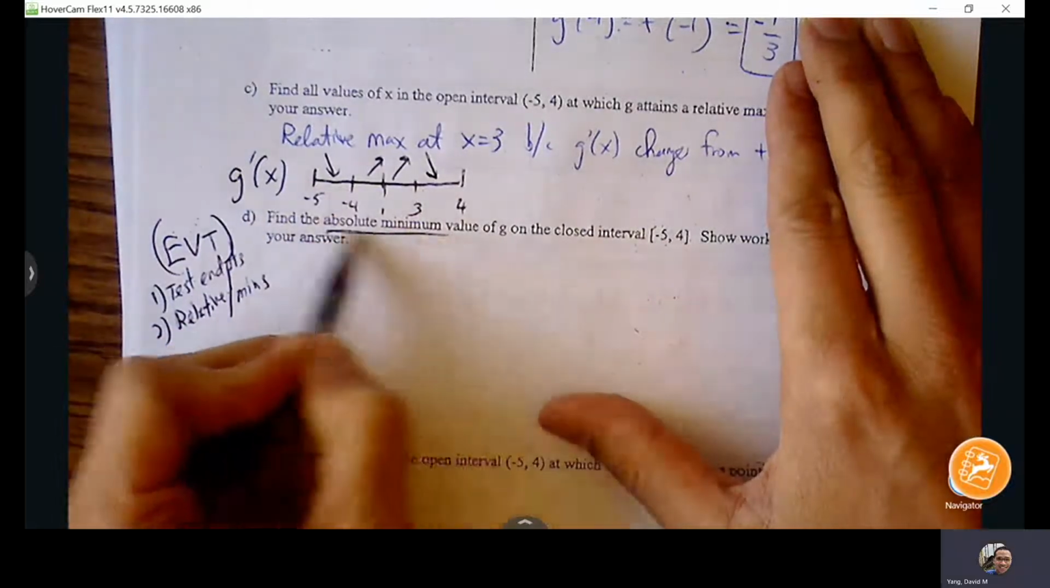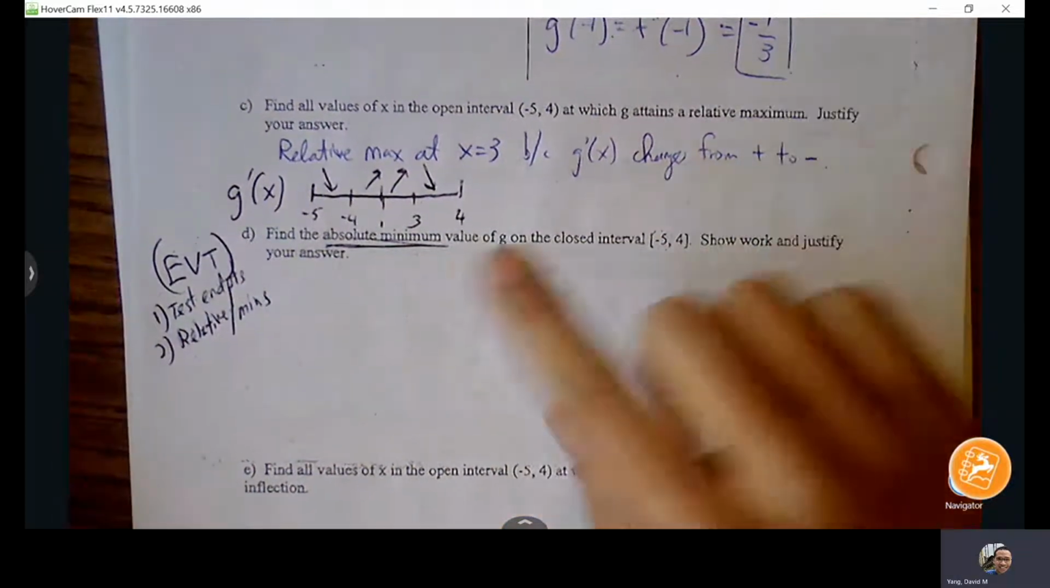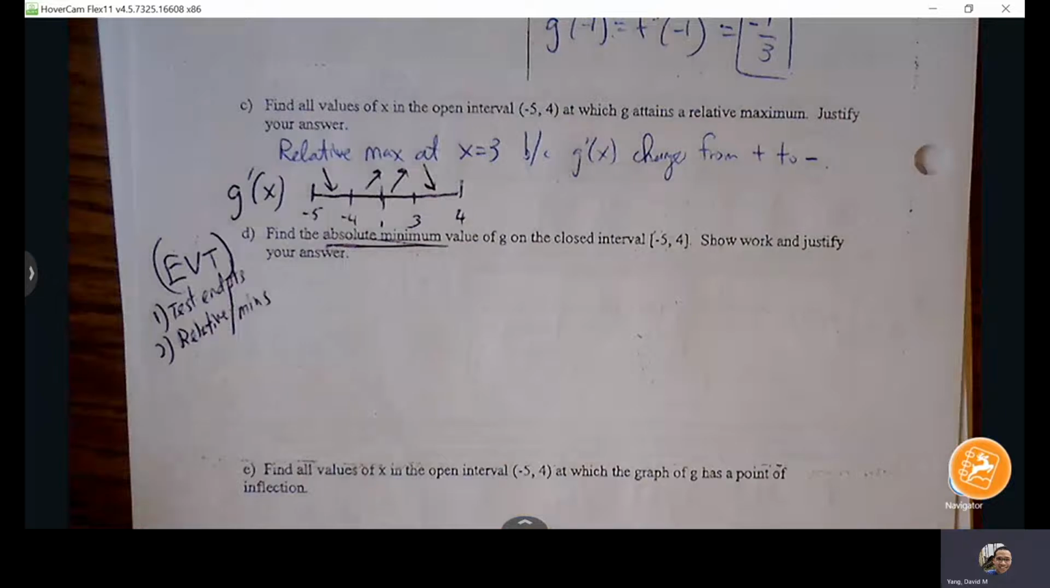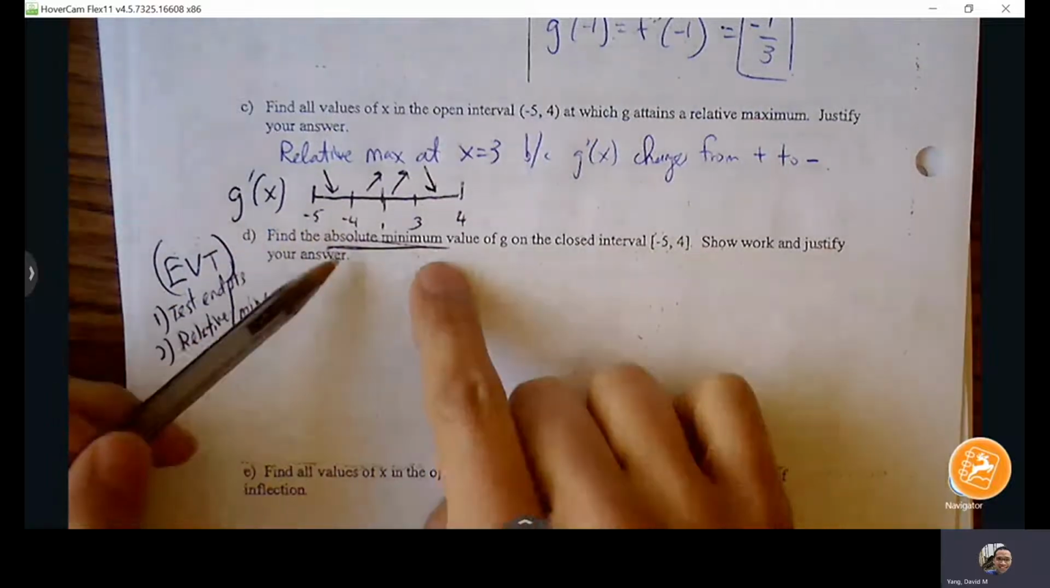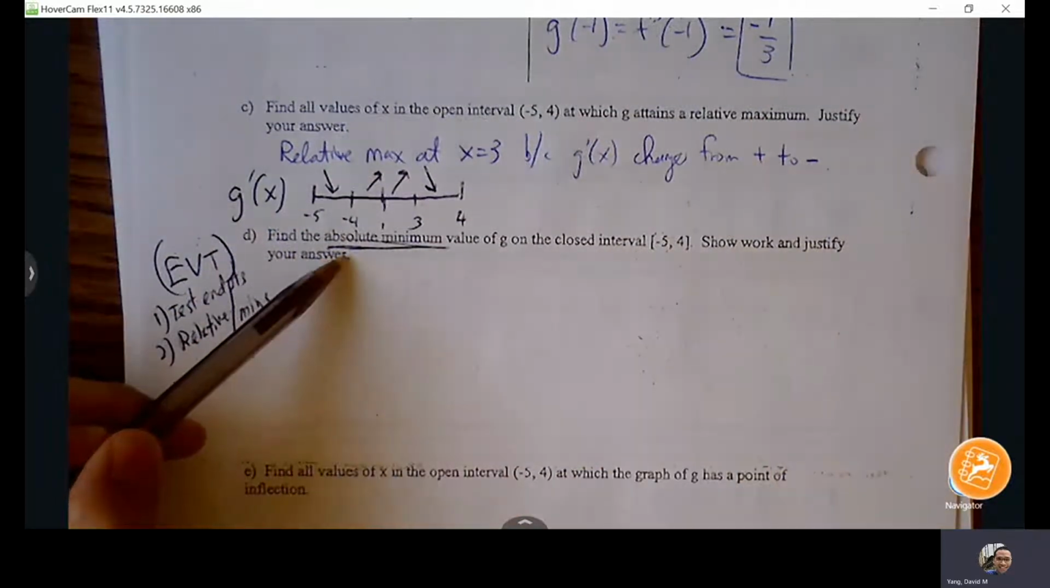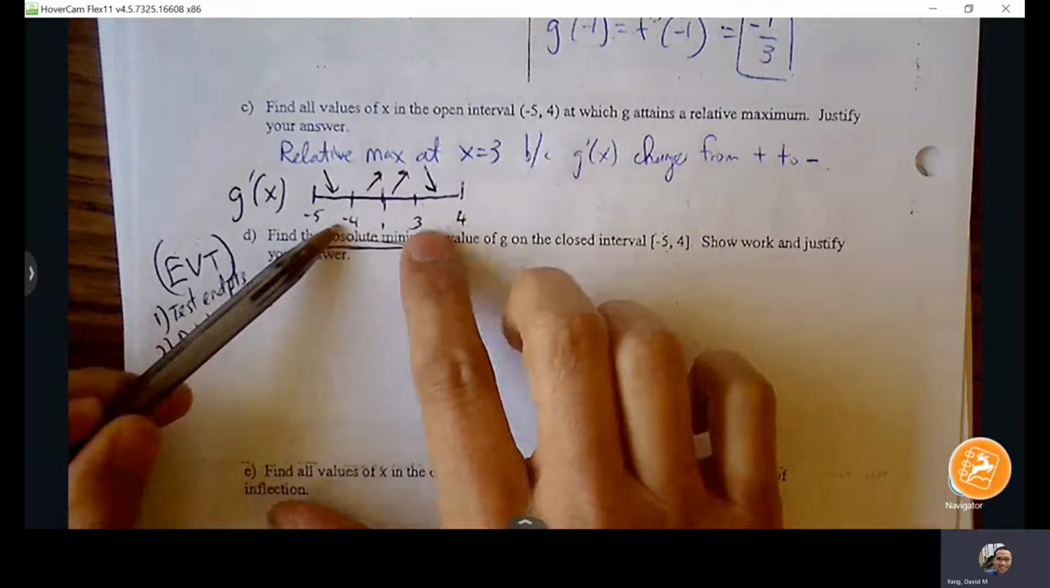Does 3 have a chance of being an absolute minimum? There's no chance that a relative max could ever be the lowest point on the graph, right? So we can kind of avoid that. If it's asking for absolute extrema, that means it's both max and min, then we will test -4 and 3.